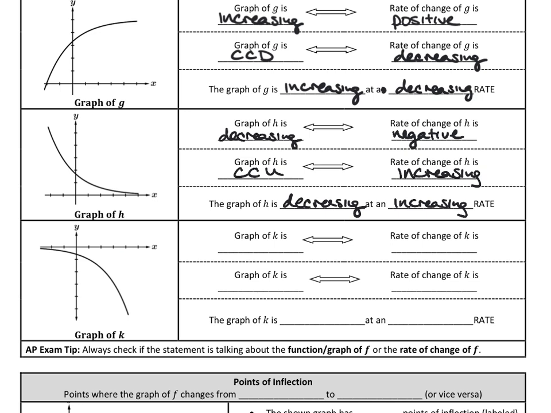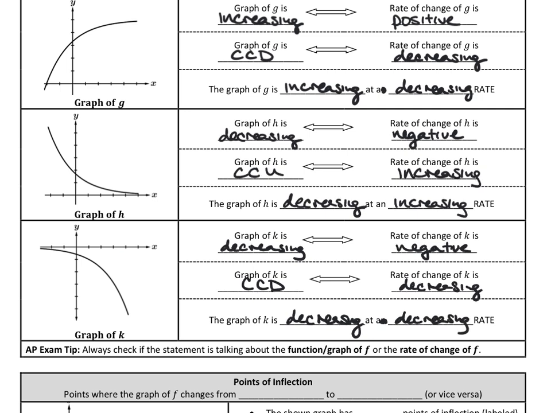And we have the graph of k. Increasing or decreasing? Decreasing, which means the slope is what? Negative. What about concavity? And what does that mean about the rate of change? Decreasing. So my sentence here is the graph of k is decreasing at a, and we'll make this English make sense. Get rid of that and, at a decreasing rate.